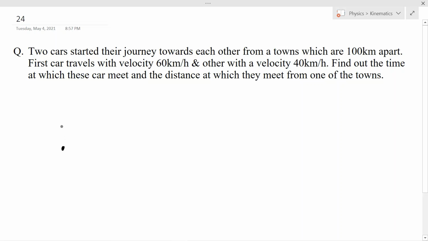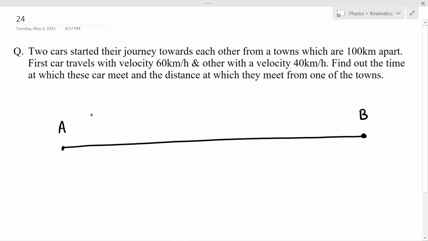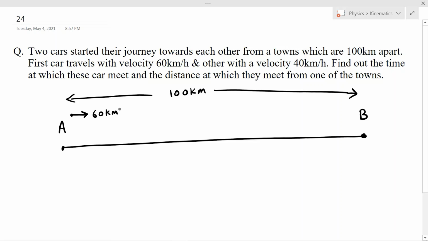So there are two towns. Let's say the first town is A and the other town is here at position B. And now the distance is 100 km. The car which is starting from A travels with 60 km per hour towards right, and this second car is traveling with 40 km per hour in the opposite direction.